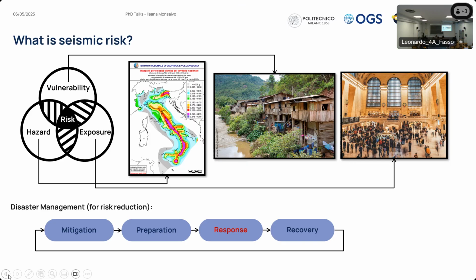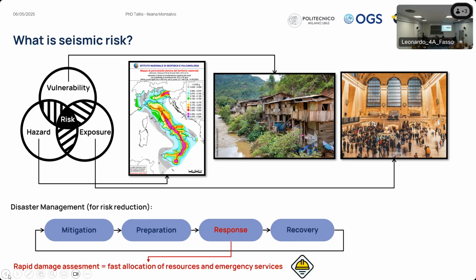Within this cycle, the response phase, which involves activities such as allocating resources and emergency services to the damaged area, is key. It's a very important phase, because you can imagine that the faster and the more efficient this allocation is, the more lives can be saved after this kind of events.